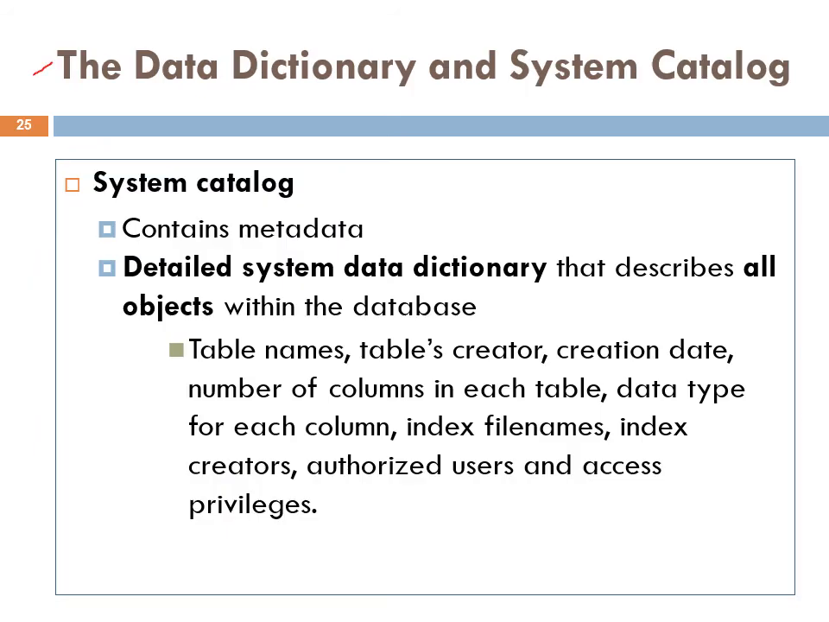The next topic is the data dictionary and system catalog. Basically, system catalog is almost the same as data dictionary, which contains metadata, but it describes a detailed system data dictionary that describes all objects within the database. This includes data about table names, table creators, table dates, the number of columns in each table, data type for each column, index file names, index creator, authorized user, and access privilege.